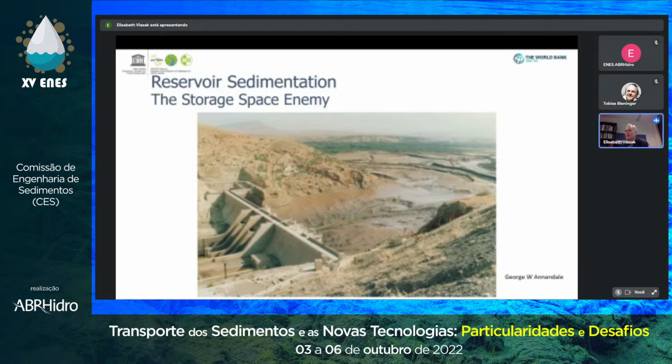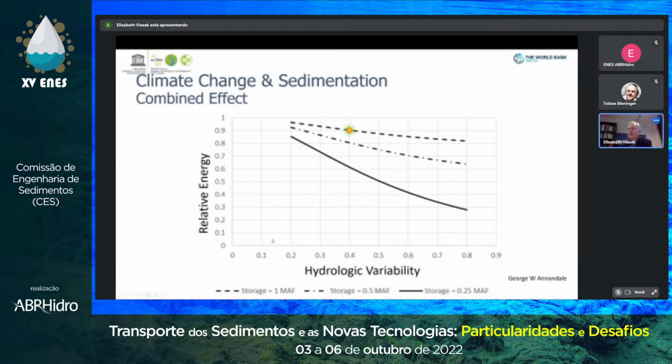And this is, of course, a George Arnold slide to show you another example of the sedimentation of reservoirs. We know that this is an issue, especially with climate change, when you have hydrological variability, meaning the variance between low water and high water levels. This is compared with the relative energy you produce. So if this is 1, you produce the full amount of energy you can produce. If it goes down, then you cannot produce 100% of what you designed your turbine for. So all the line goes down.